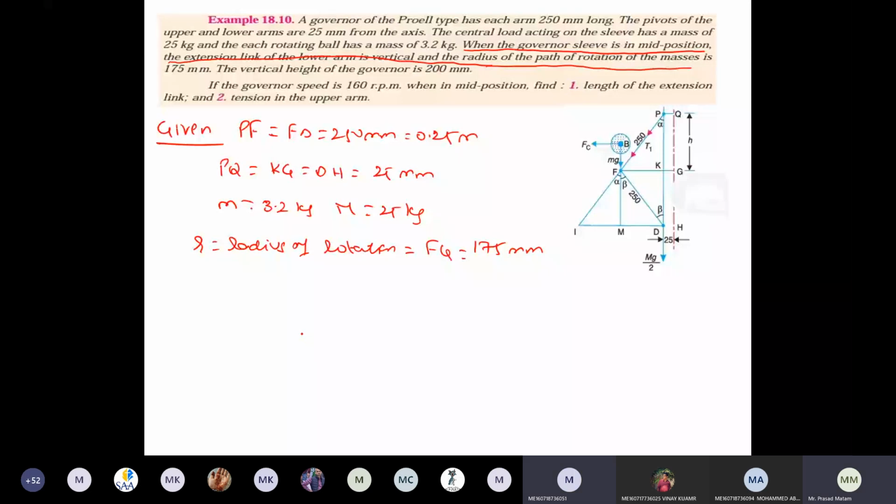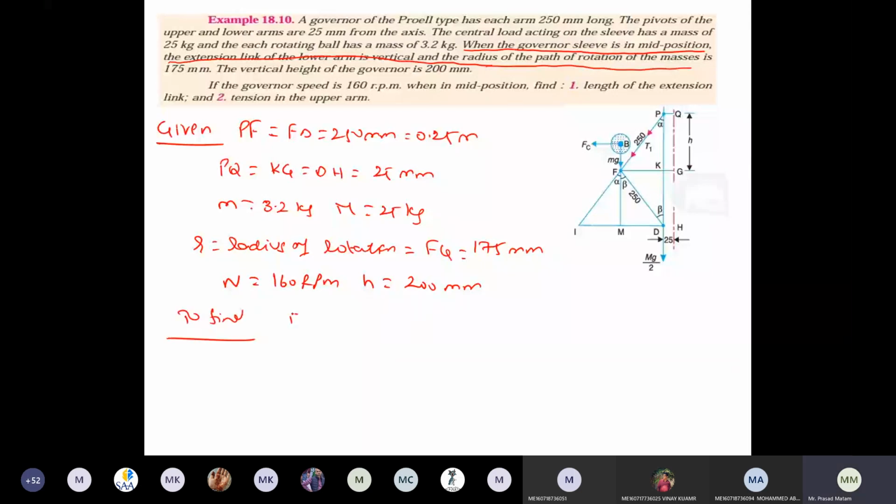Speed of the governor and height are given. If the governor speed is 160 rpm, already the speed of the governor is given. N is equal to 160 rpm. What is the height of the governor? Height of the governor is 200 mm. Right. All data is given. Okay. Height of the governor also we got. Now we need to find, this is the given data.